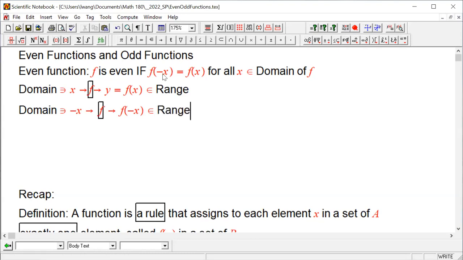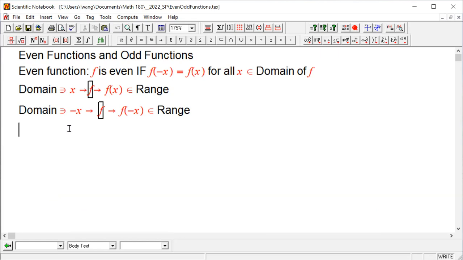Okay, so you can see f of x, that's the flow. Negative x, the input, that's the flow. So what this definition says is for any x, its opposite is also in the domain. And these two quantities are identical. They're always the same. Then it's an even function.